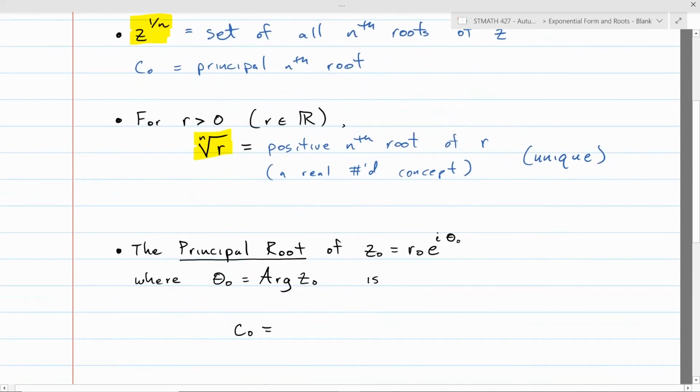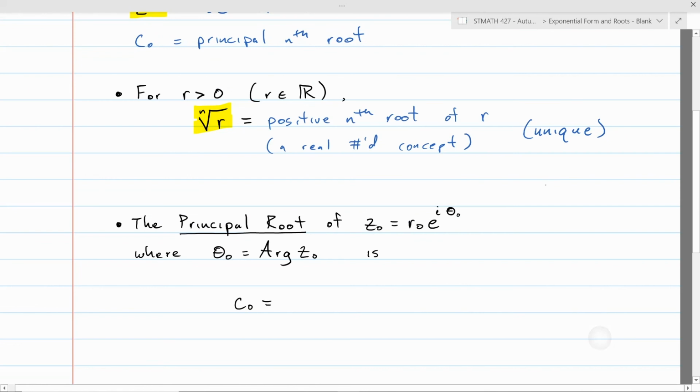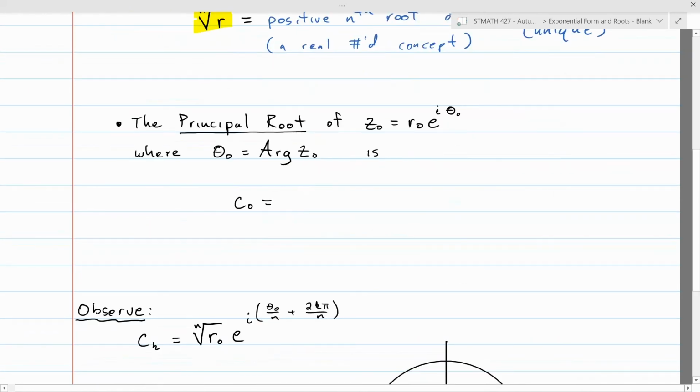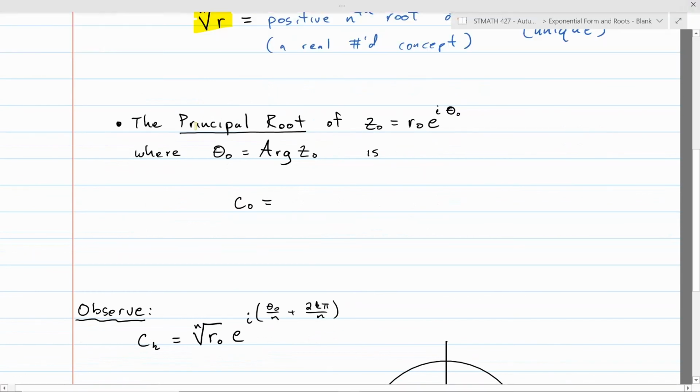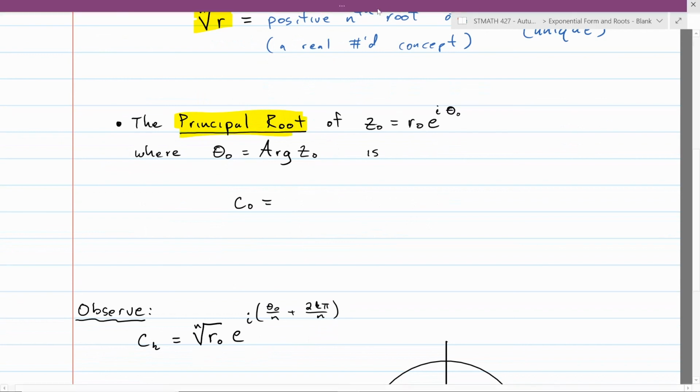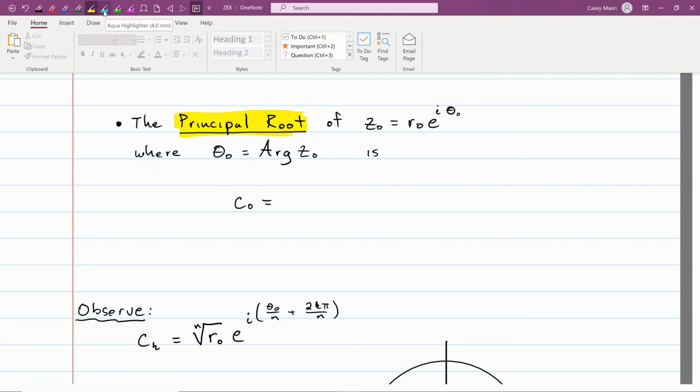So the moral of the story is don't use this sort of thing when you're talking about complex numbers. Only do that with real numbers. And when you do use it with real numbers, you're always talking about a positive number. Here I'm giving a definition. I guess I already defined it before, but just for emphasis: when we talk about the principal root of a complex number z naught equals r naught e to the i theta naught, it's just going to be that root c naught.